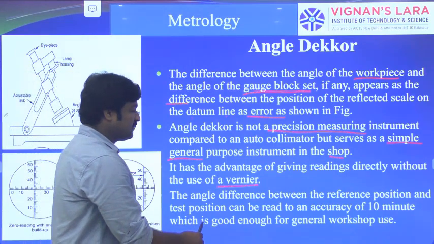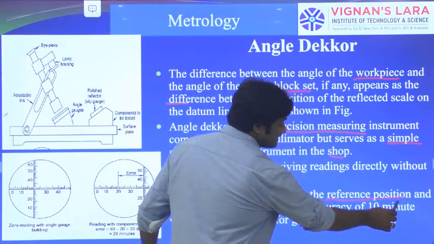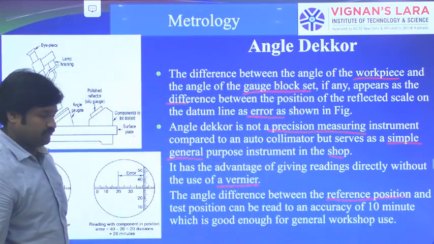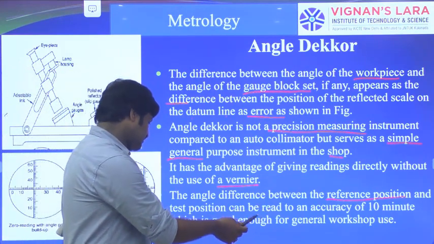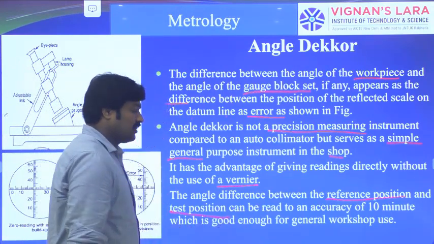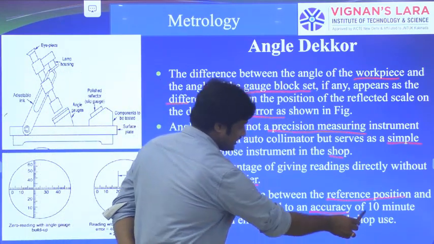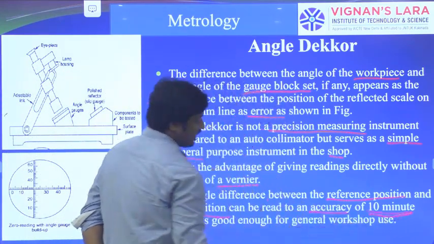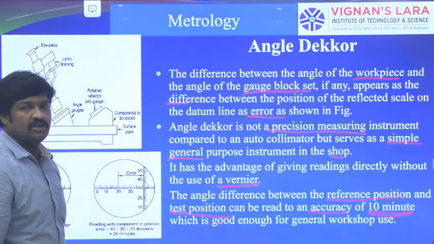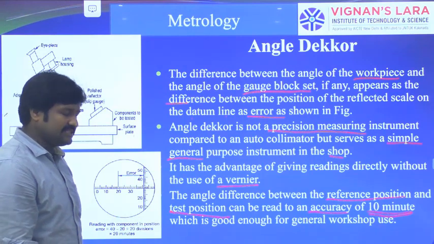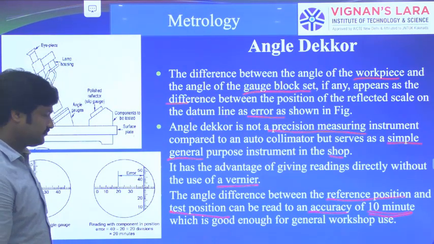Next, the angle difference between the reference position. In some cases, we are making this reference position 0. The angle difference between the reference position and the test position can be read to an accuracy of 10 minutes. The accuracy of this is 10 minutes. It means it's none other than the least count. The least count of the angle Dekkor is 10 minutes, which is good enough for general workshop use.